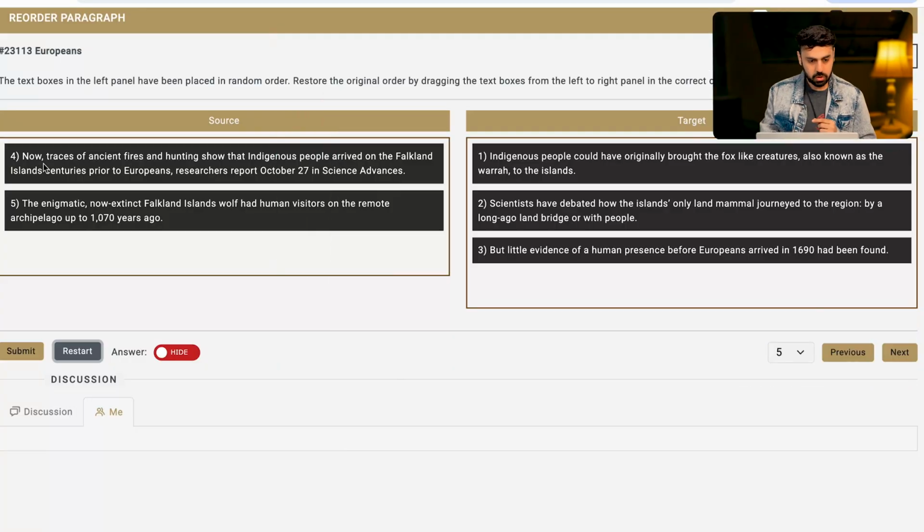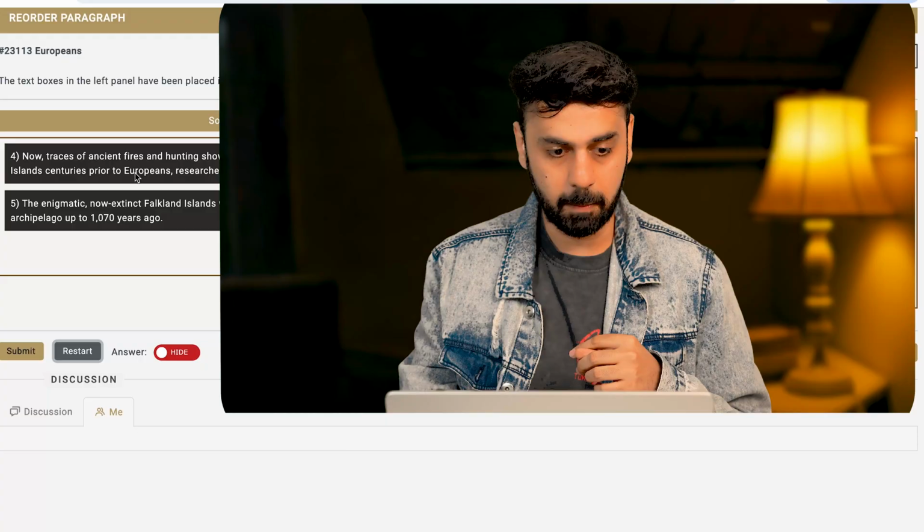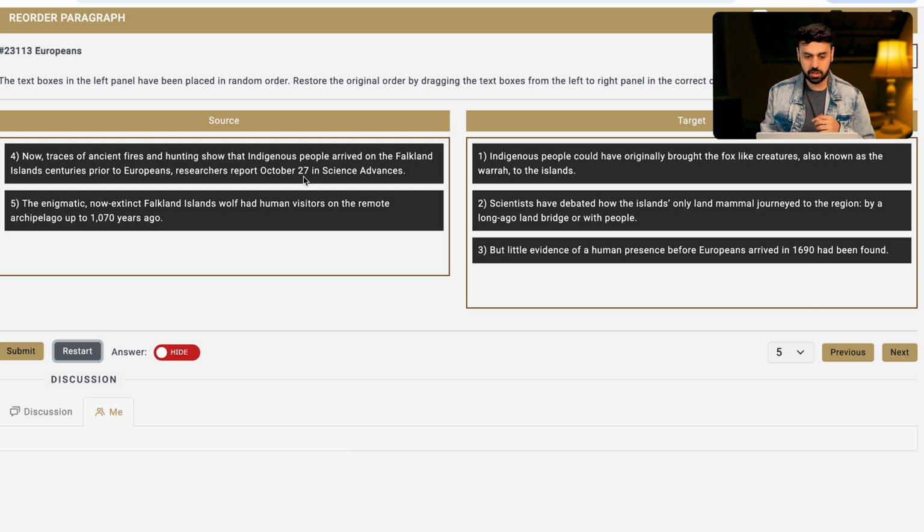But they're saying now traces of ancient fires and hunting show that Indonesia's people arrived on the Falkland Islands centuries prior to Europeans. Here they are mentioning the islands the very first time, okay? Keep that in your mind. But they are saying that researchers have reported it on 27th of October in the Science Advances, could be a seminar. But now they're saying we got evidence that fires and hunting was happening. That means this is more of a conclusion sentence. That's what you need to keep in mind, guys.